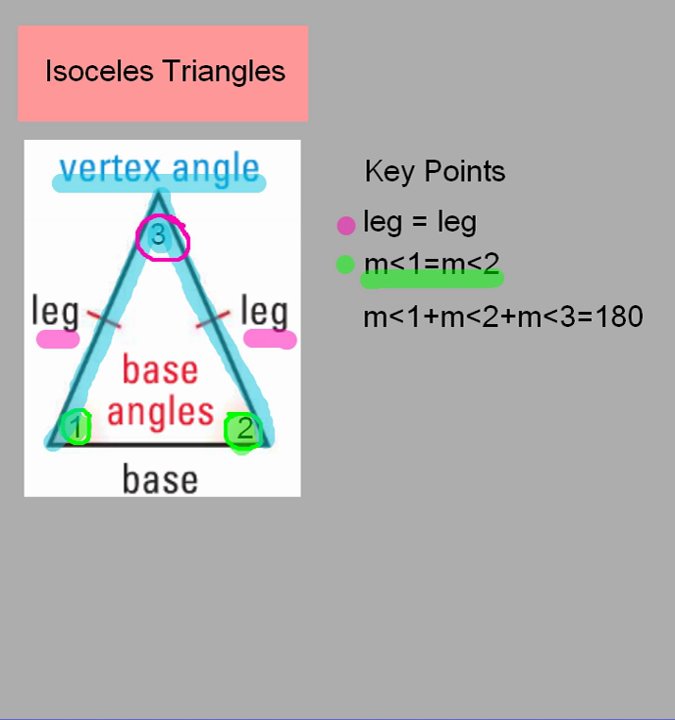Now one of the things, of course, with triangles that we never want to forget is that the sum of the three interior angles of a triangle will always be 180 degrees. So those are going to be some of the key points that we'll use in our study of isosceles triangles.